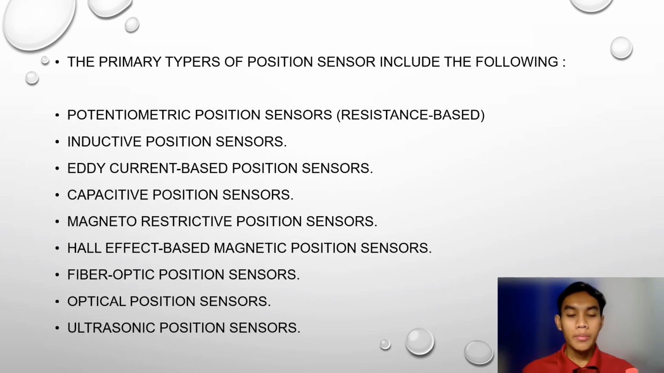The primary types of position sensor include the following. First, potentiometric position sensor, resistance-based. Second, inductive position sensor. Third, eddy current-based position sensor. Fourth, capacitive position sensor. Fifth, magneto-resistive position sensor. Sixth, Hall effect based magnetic position sensor. Seventh, fiber optic position sensor. Eighth, optical position sensor. Ninth, ultrasonic position sensor.